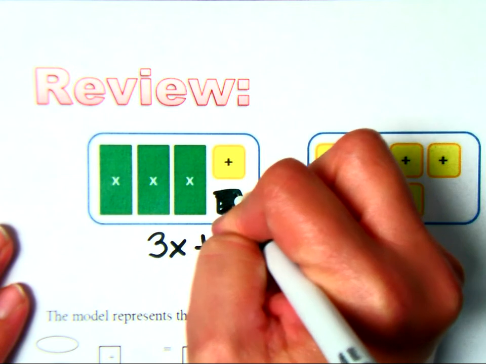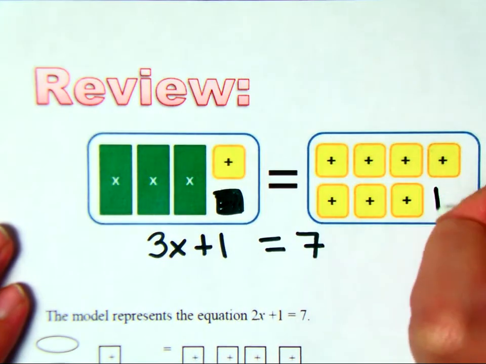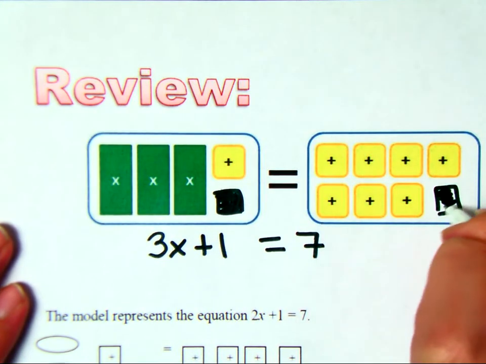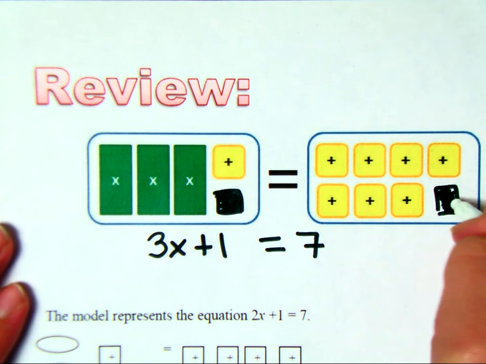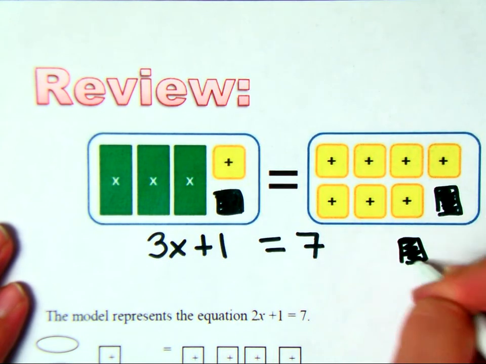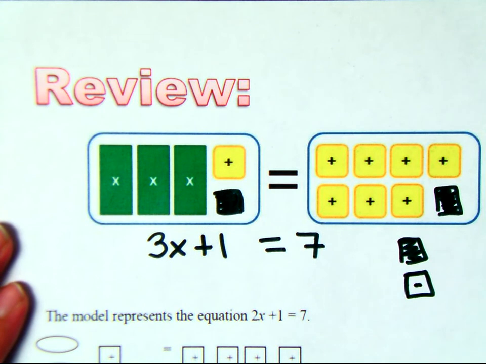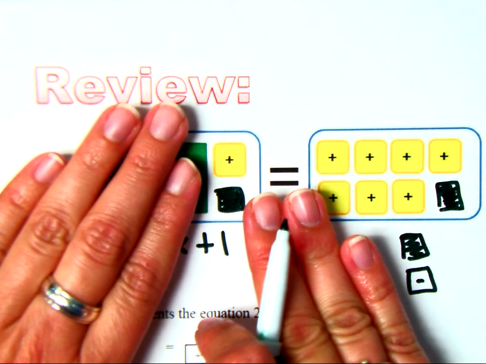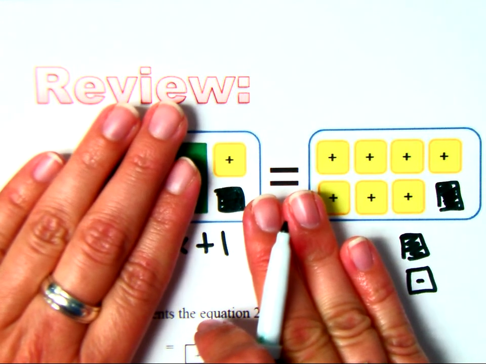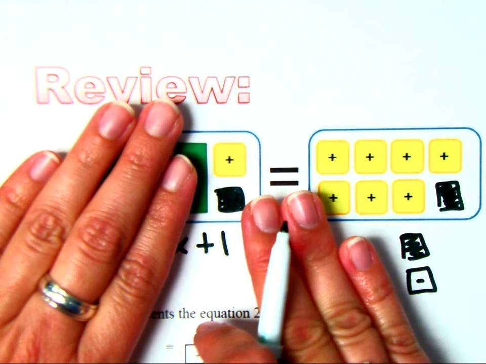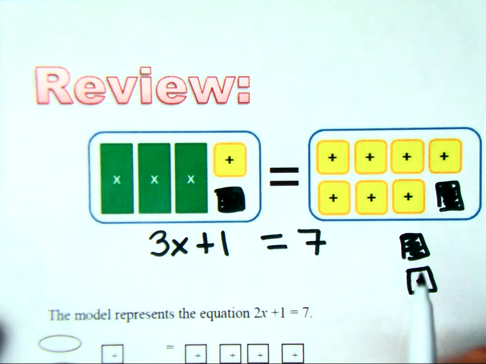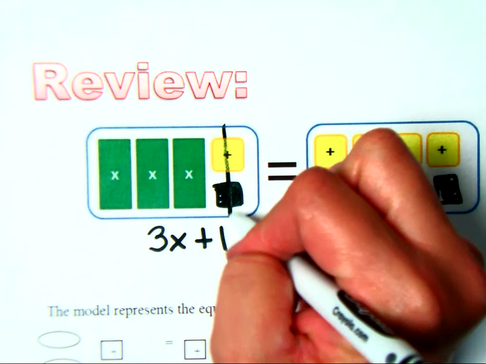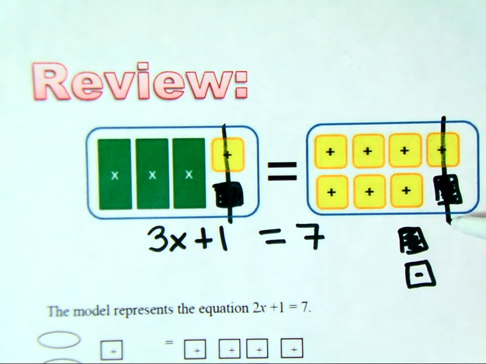Negatives are usually shaded in just to help us out, or unshaded, or we could have just written it like this, or you could have drawn it like this. Either way means the same thing. So the ultimate goal is to get those x's by themselves, so we get rid of the constant first, that positive 1. That's our inverse operation, so we're going to add a negative 1 to each side. Then we're going to create zero pairs. A zero pair, remember, is when a positive and negative cancel out.